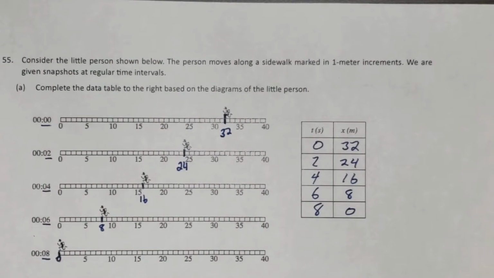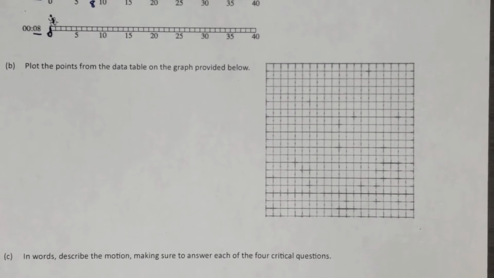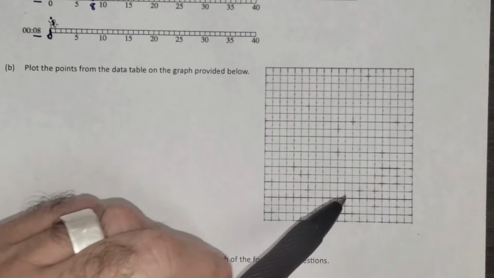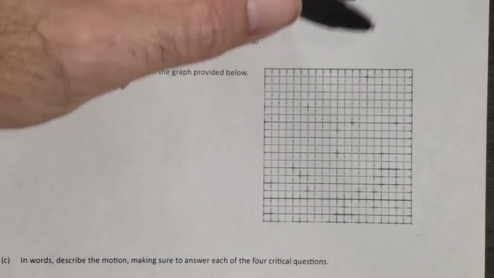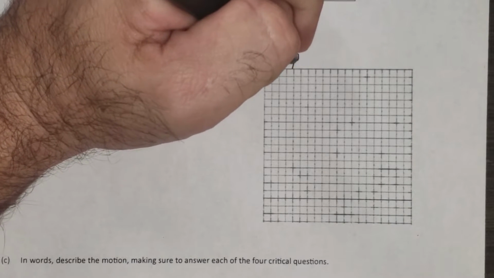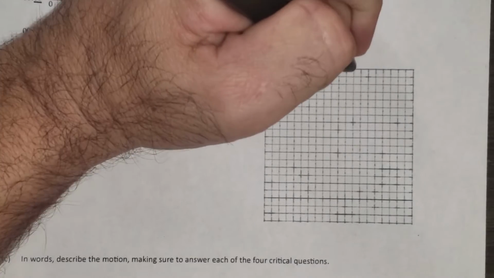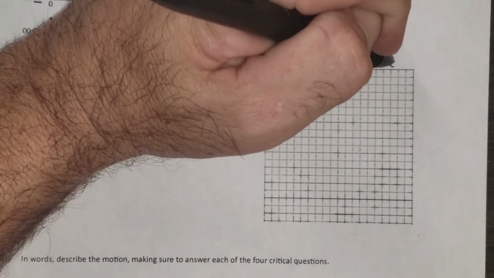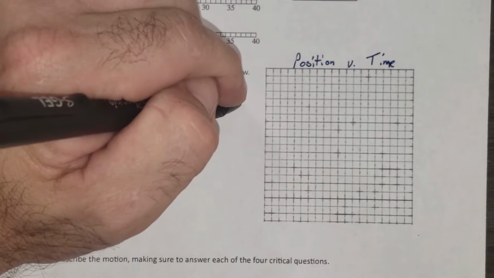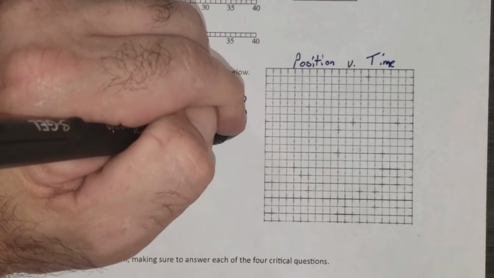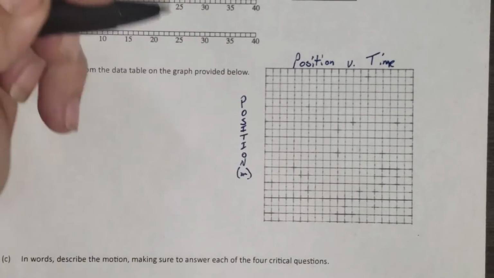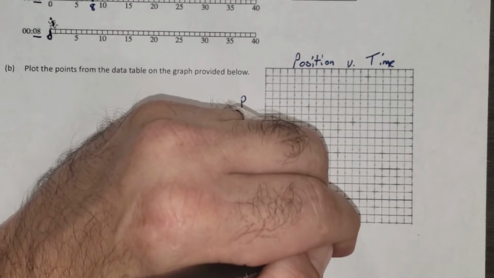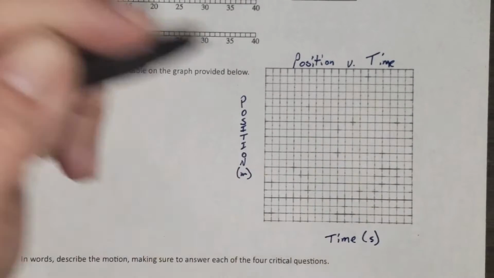Now, for part B of this problem, we actually need to draw a graph. So let's start by actually taking our graph and writing the information that we need. So first off, we need to title our graph. So this is going to be a position versus time graph. We're going to have position on the vertical axis, and that's measured in meters. And we're going to have time on the horizontal axis, and that is measured in seconds.